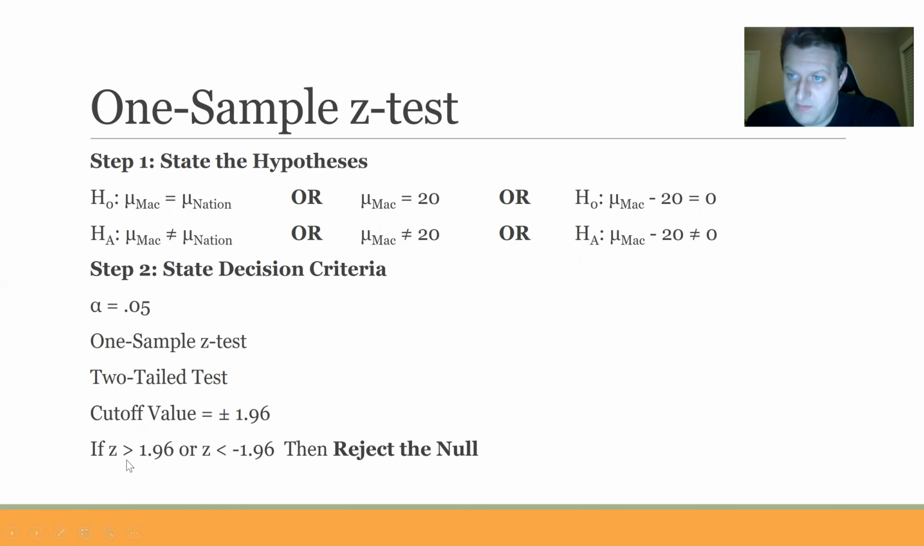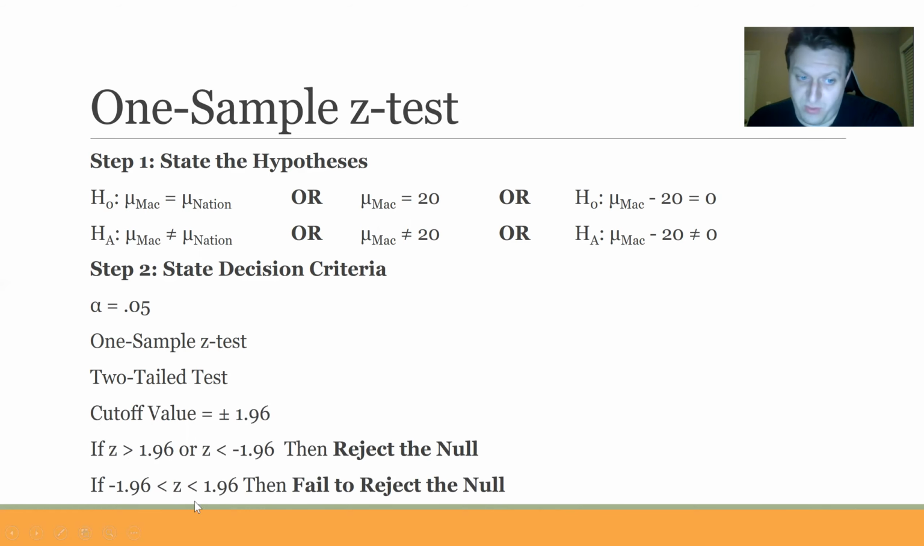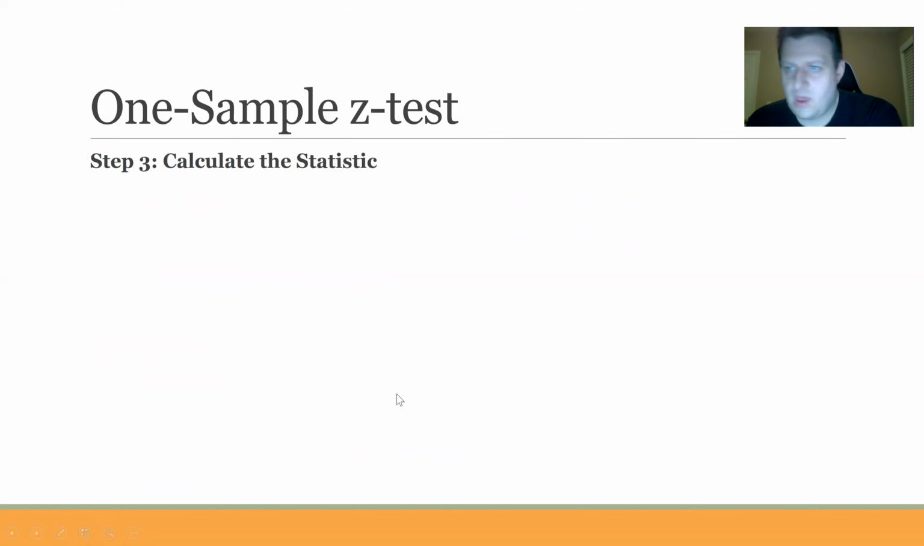So if the z that we're going to calculate is greater than positive 1.96, then we reject the null. Or if z is less than negative 1.96, we're going to reject the null. But if z is in between these, if it is negative 1 or positive 1 or 0.3, then we're going to fail to reject the null hypothesis. We're going to retain the null hypothesis. The null hypothesis is fairly likely, or we don't have any evidence to support rejecting it. It's still an adequate fit for our data.